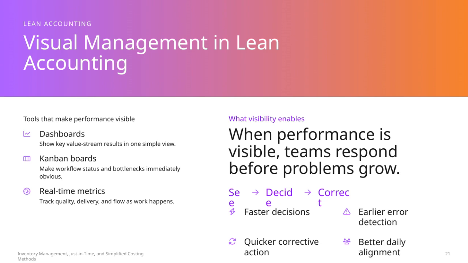So, what does this visibility enable? When performance is clearly visible, teams can see potential problems early on, make faster decisions, and correct course quickly. This leads to earlier error detection, quicker corrective actions, and better alignment on daily tasks. All of this supports more efficient inventory management, just-in-time production, and simplified costing methods, which are central to lean accounting. Visual management like this fosters a more transparent, responsive, and aligned working environment.